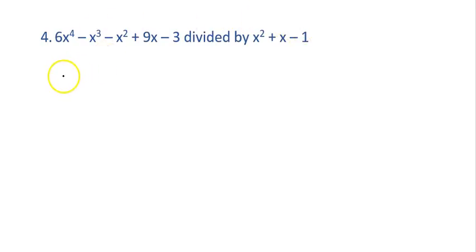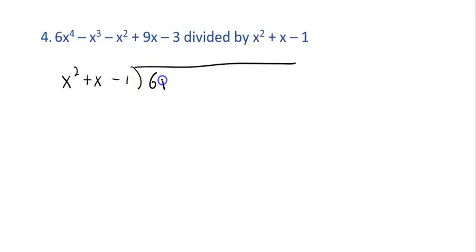So I'm going to have the x squared plus x minus 1, and divide that into the 6x to the 4th minus x cubed minus x squared plus 9x minus 3. This time, since this has 3 pieces, I will have 3 things underneath, and so I'll need to make sure that once I subtract, I will have 3 things to work with.